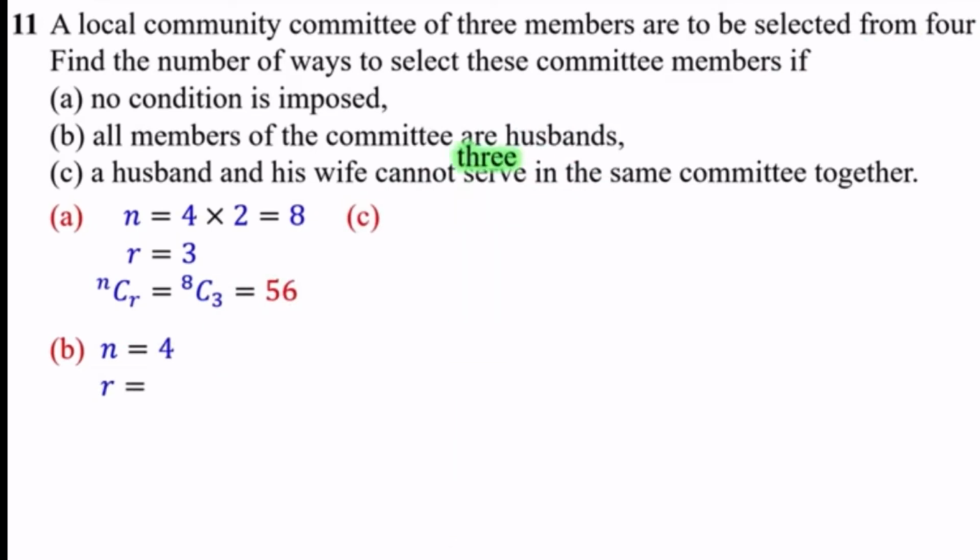So all members of the committee are husbands. The number of ways will be 4C3. We use the formula nCr because the order is not important. If you press your calculator for 4C3, you will get the answer, which is 4 ways. Alright, let's proceed to C.